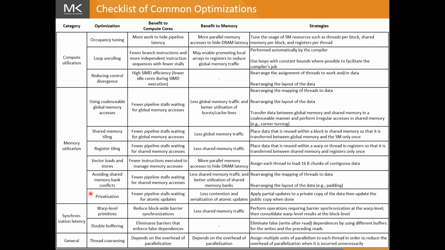Privatization is not applicable because I don't have atomic operations. Warp level primitives, we use those, right? We used those last class in order to reduce the synchronization. Double buffering, we also used that last class in order to reduce the synchronization. And thread coarsening, we also used that in the beginning of this class in order to reduce the work inefficiency of the computation. So as you can see, scan is really a very nice primitive because we almost covered all of the optimizations in our checklist as we are applying scan. Okay, is this clear? Any questions?